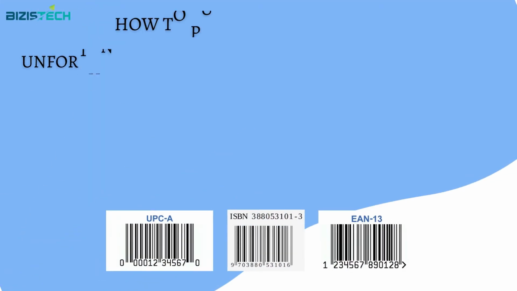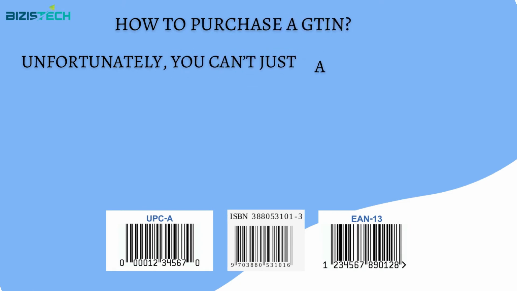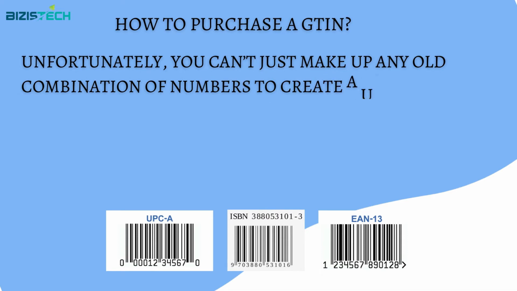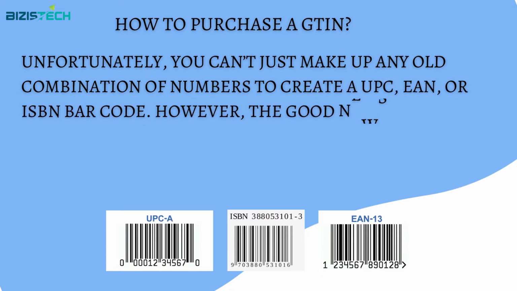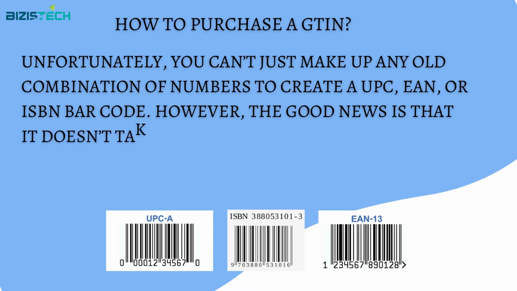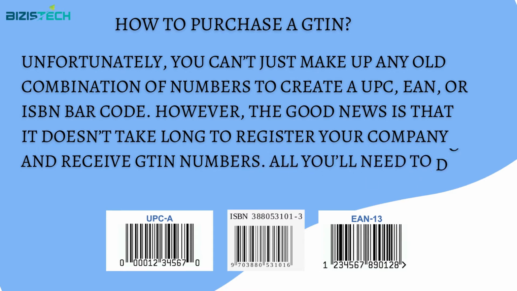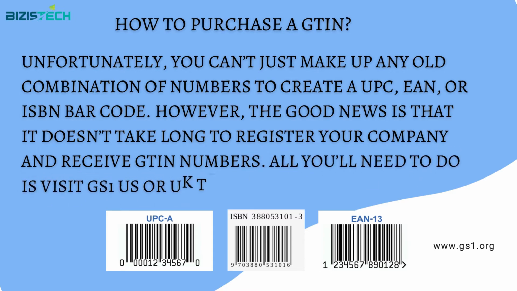Now I'm going to tell you how to purchase a GTIN. Unfortunately, you can't just make up any old combination of numbers to create a UPC, EAN, or ISBN barcode. However, the good news is that it doesn't take long to register your company and receive GTIN numbers. All you need to do is visit GS1 US or UK to get a company prefix.